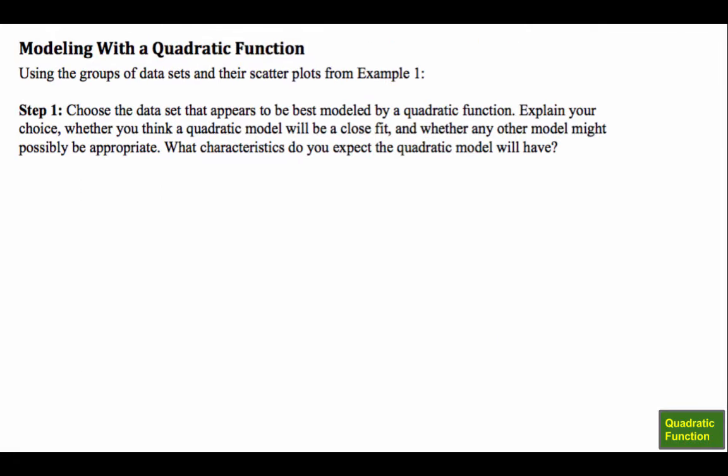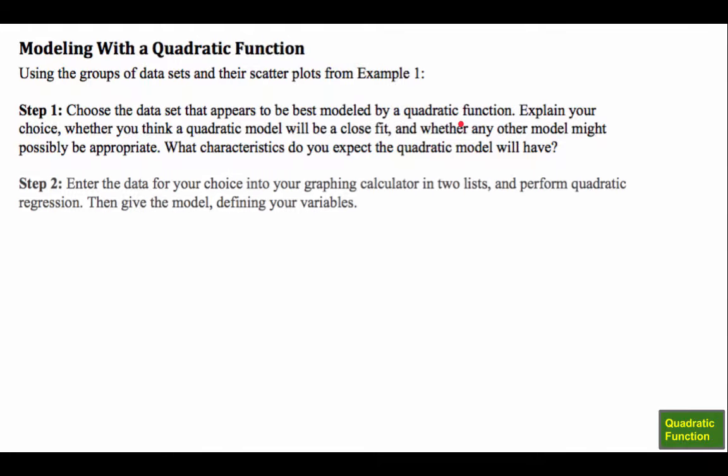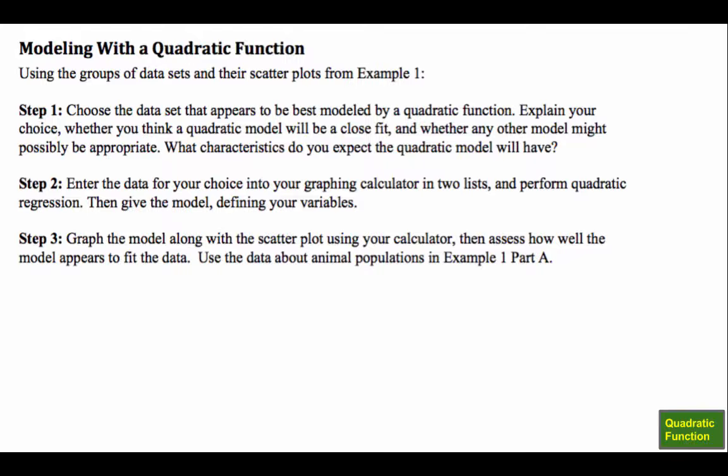Moving on to the modeling with quadratic function, we need to find the best data set that appears to be quadratic, and we need to explain why it is. Then step 2 and 3 is the same. In this case though, we need to perform quadratic regression, not the linear.